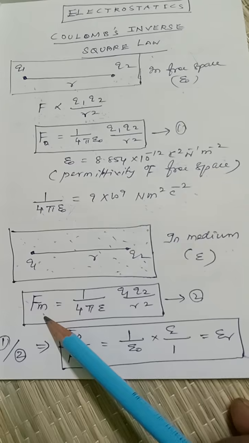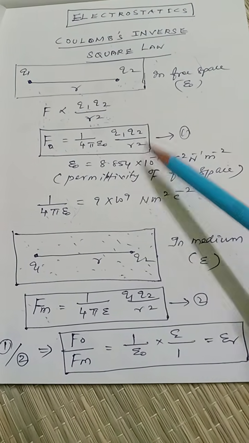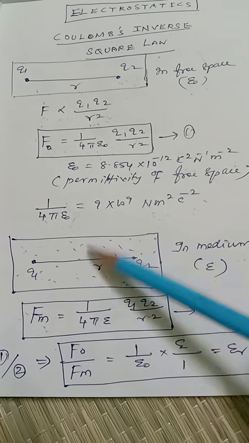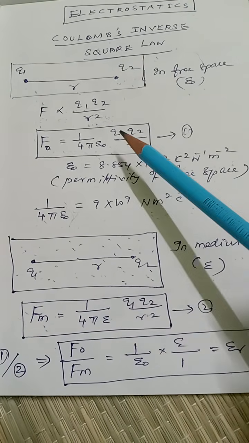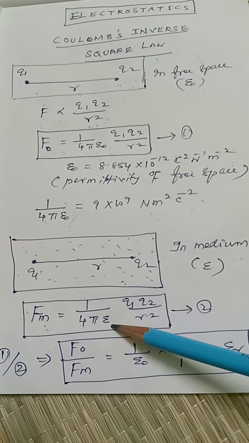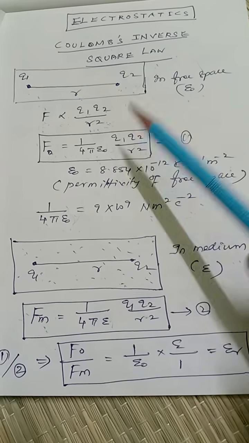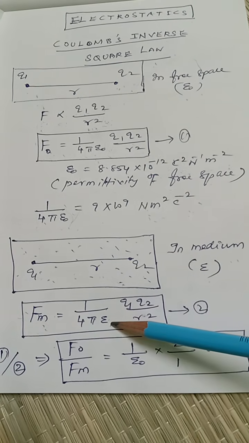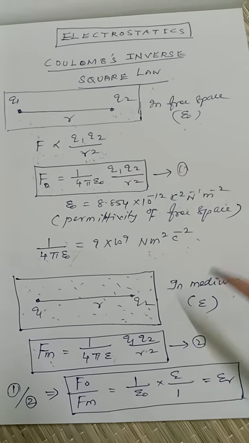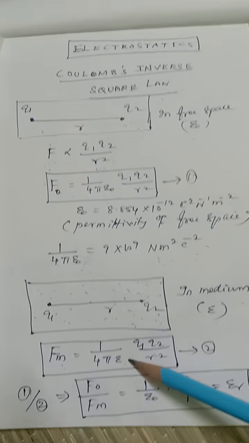So force in medium, see, compare these two equations. These two equations are similar except for this epsilon naught and epsilon. Here we have put epsilon naught, here we have put epsilon, because here the charges are placed in a vacuum or free space, and here the charges are placed in a medium. So this is the only difference. Epsilon represents the permittivity of the medium.